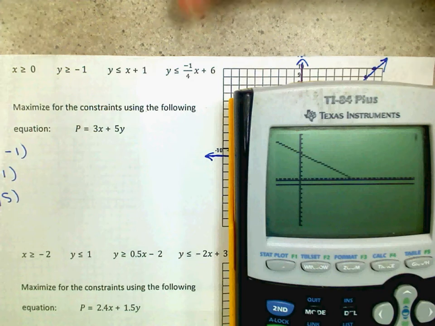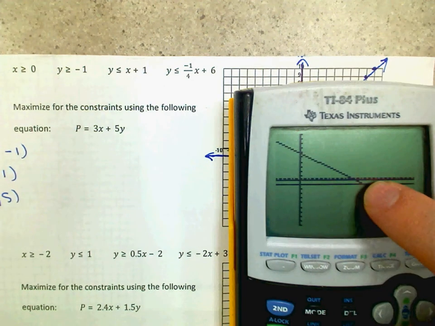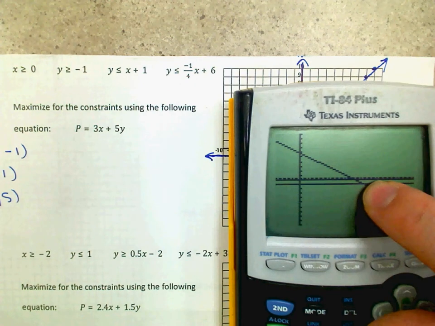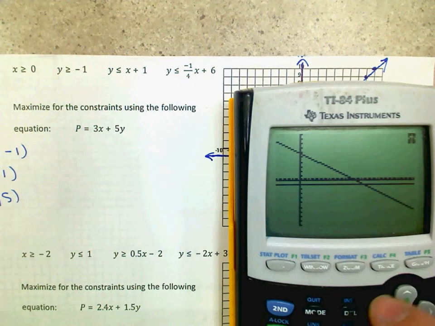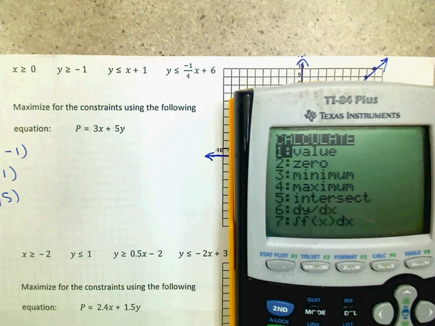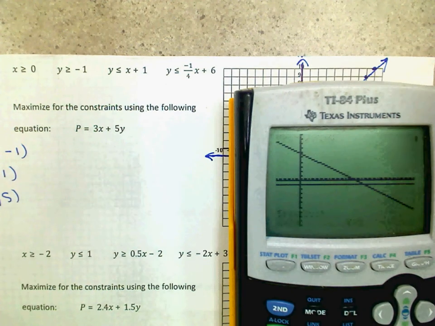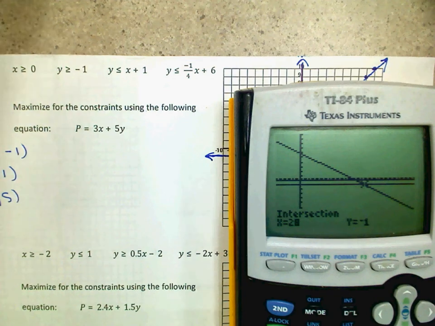And now I see where they cross. Eventually they were going to cross, and it's right here. So I'm kind of zoomed out a little bit. I can see that point, and I want to be able to know exactly where that is. So if I hit second trace, I can find the intersection. And if you just hit enter 3 times, it'll mark the lines for you. It's at 28, -1.